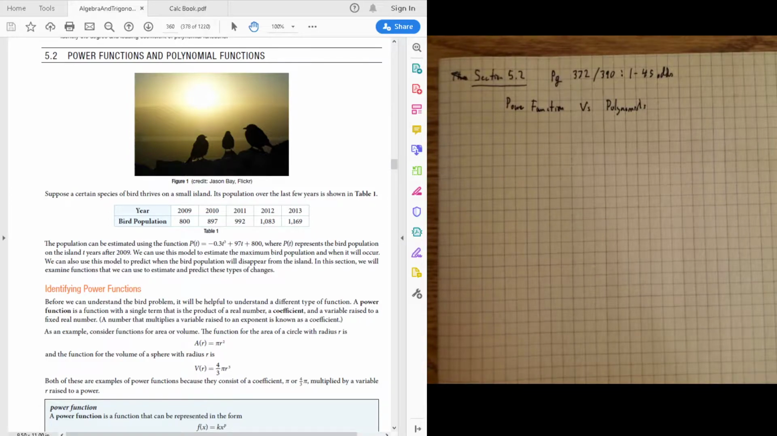If not, it's going to take some extra practice, so make sure to take a look at some of our notes, and the textbook is here to help out. So let's get started on section 5.2. Your homework assignment for today, page 372/390, 1 through 45 odds.